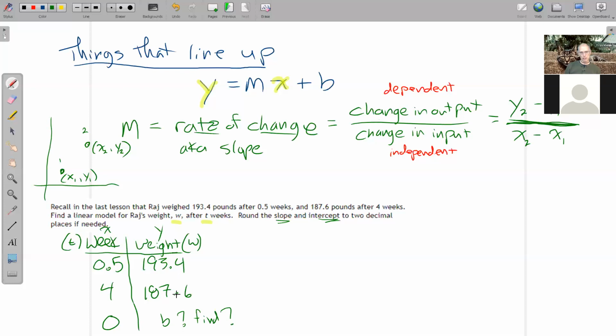So usually we take the second number first, and it's got to be the y's in the top. So for my slope, let's set up a fraction. It's going to be 187.6 minus 193.4. And then for the weeks, it's got to be the second one, and then the first one. So I got to make that calculation. So I need a calculator. Just give me a sec to get a calculator open. And I think I'll use Desmos today because it's such a cute calculator.